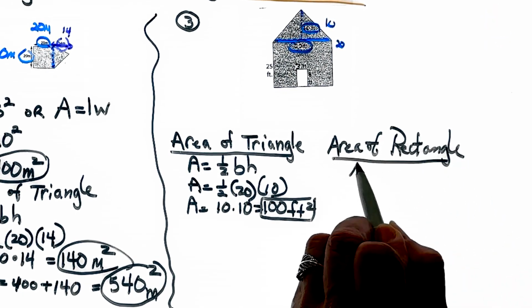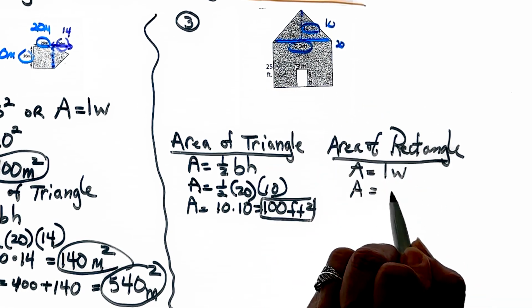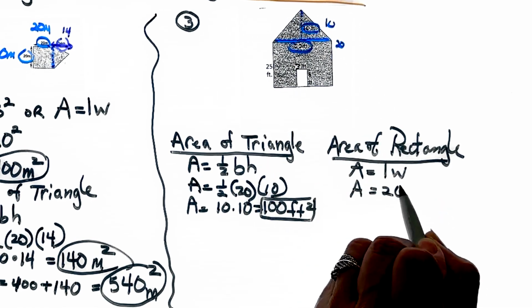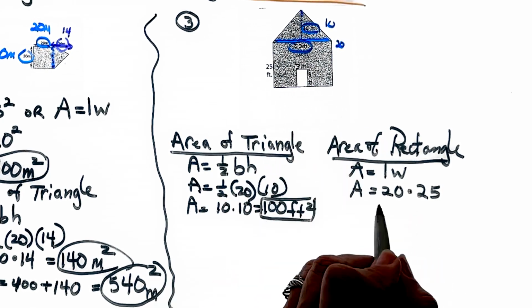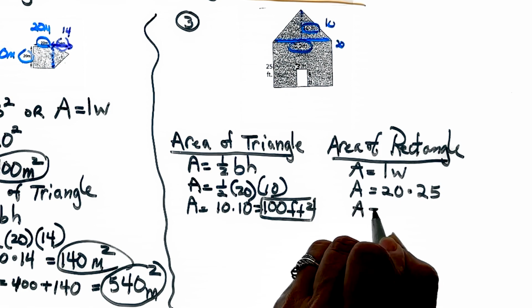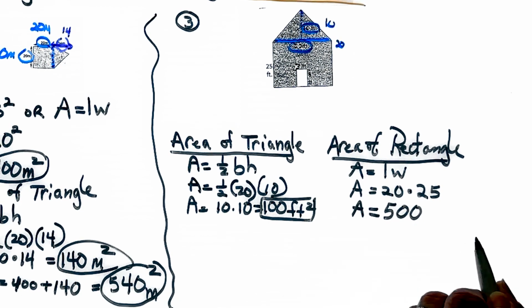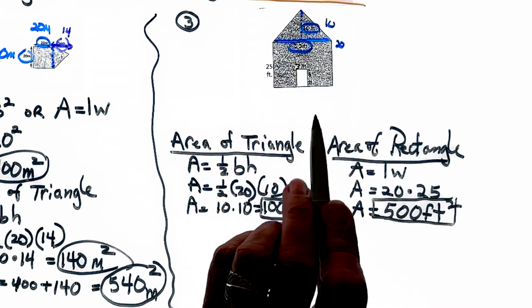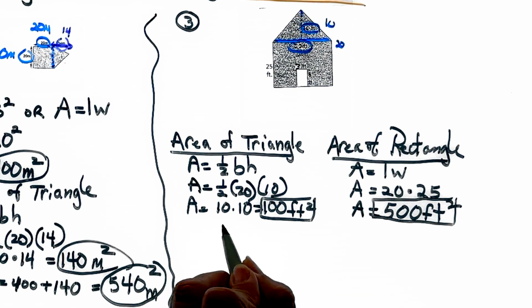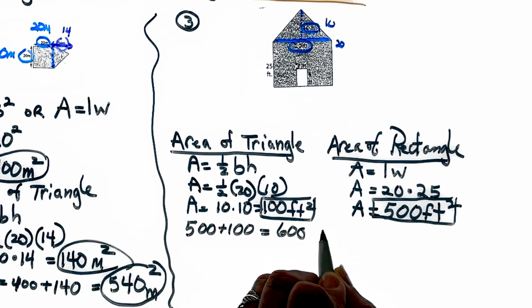And when we're working this, we know its area is equal to length times width. So it is going to be 20 times 25. And it really doesn't matter which order you put these in, with the length and the width, because we're multiplying. And when we multiply that 20 times 25, we get 500 feet squared. So if I wanted to find the area of the shaded house, and not worrying about the door yet, so far I have 500 plus 100 is equal to 600 feet squared.